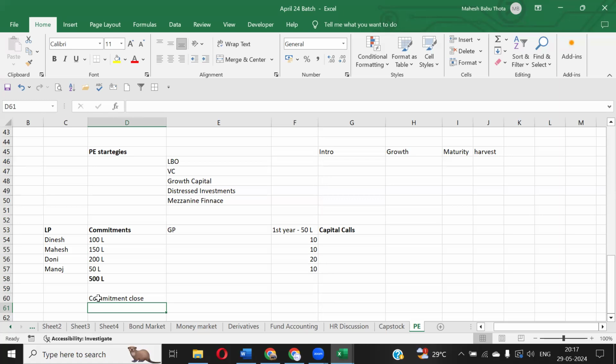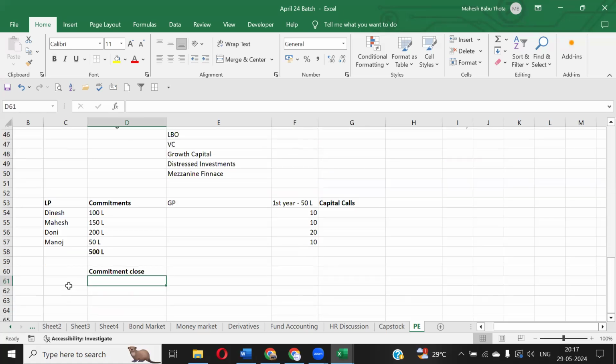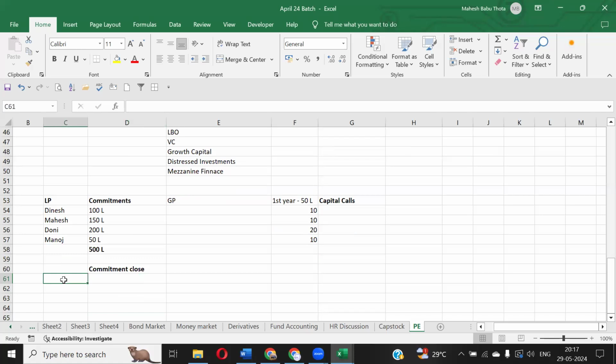Again, as I mentioned, maybe after 1 year or 6 months, if the fund needs additional capital, they will open it again and allow new investors. They'll give a chance for new investors. That is called the second close. This is the first close: after collecting 500 crores, I close this fund. Here I am closing. This is called the first close.